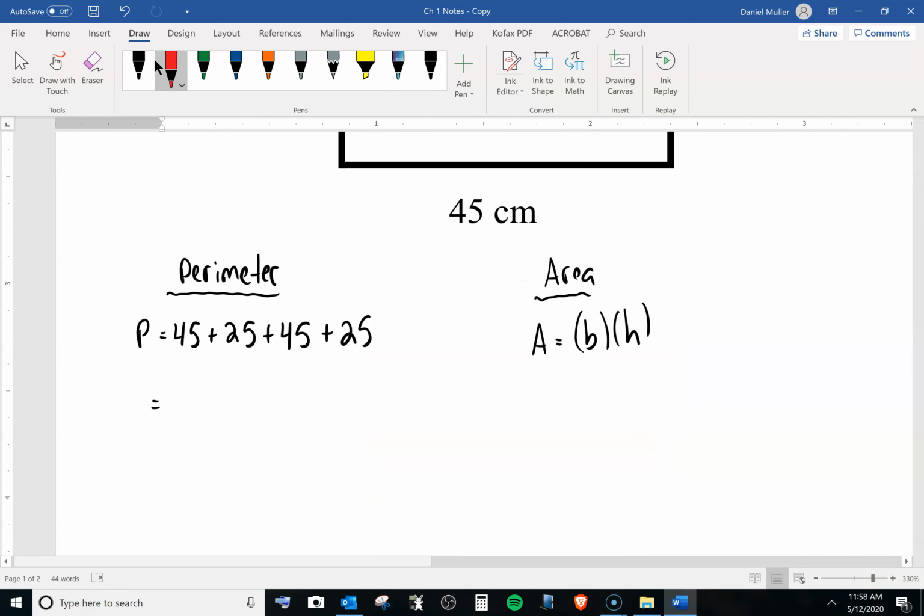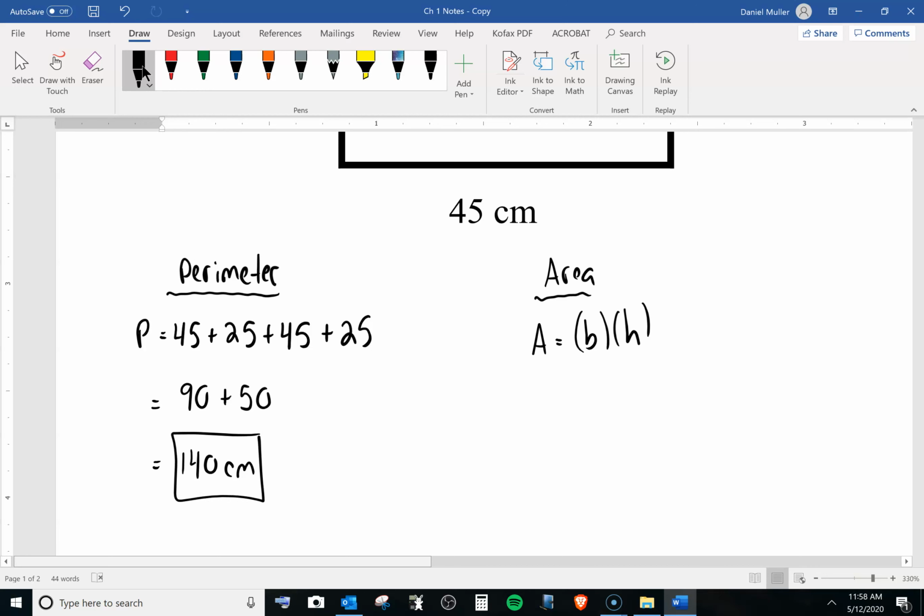Now, 45 and 45 is 90, 25 and 25 is 50. So you have here 90, and then you have 50, which is 140. And our units are centimeters.